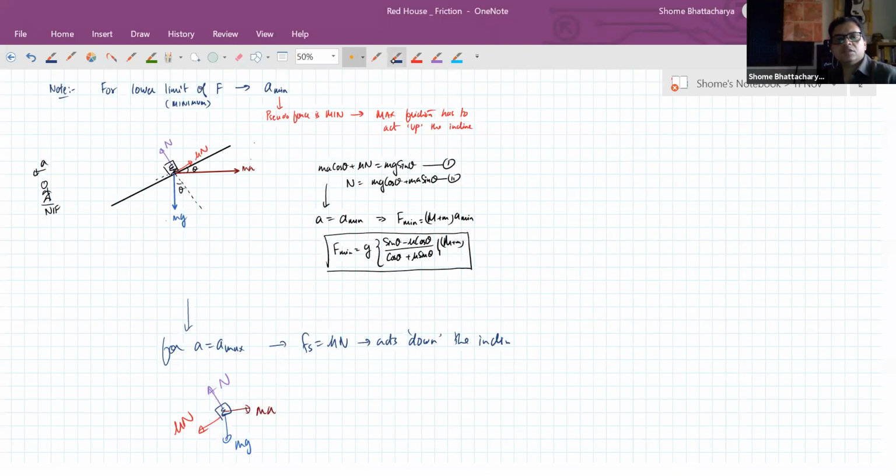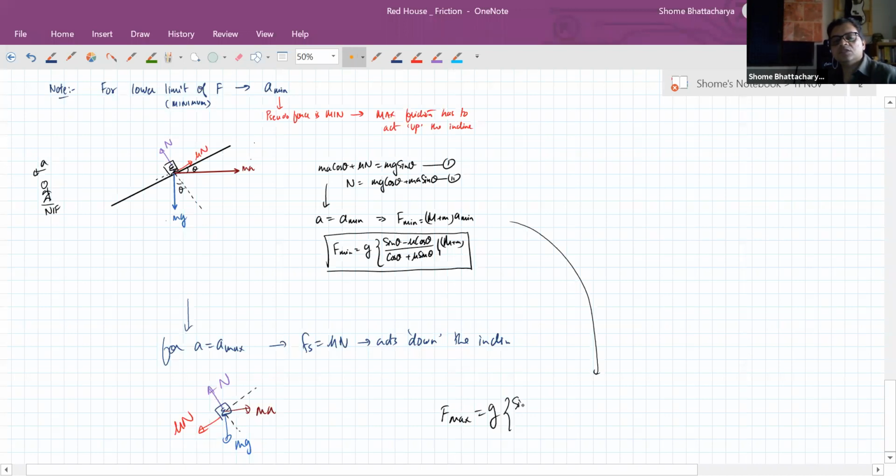Okay. So for this one, whatever result I'll get, I can get by just reversing the direction of mu N in this equation. From this equation, F maximum will be wherever there is mu, replace it with minus mu. So it will become g into (sin theta plus mu cos theta) upon (cos theta minus mu sin theta). This is your maximum acceleration. So that into (M plus m) is your next. So we can do this directly. We don't need to understand anything else.